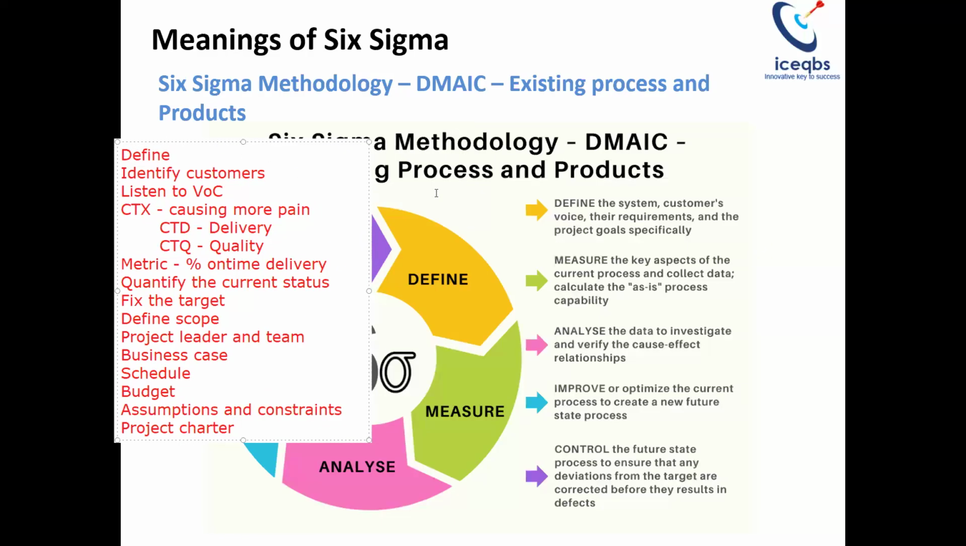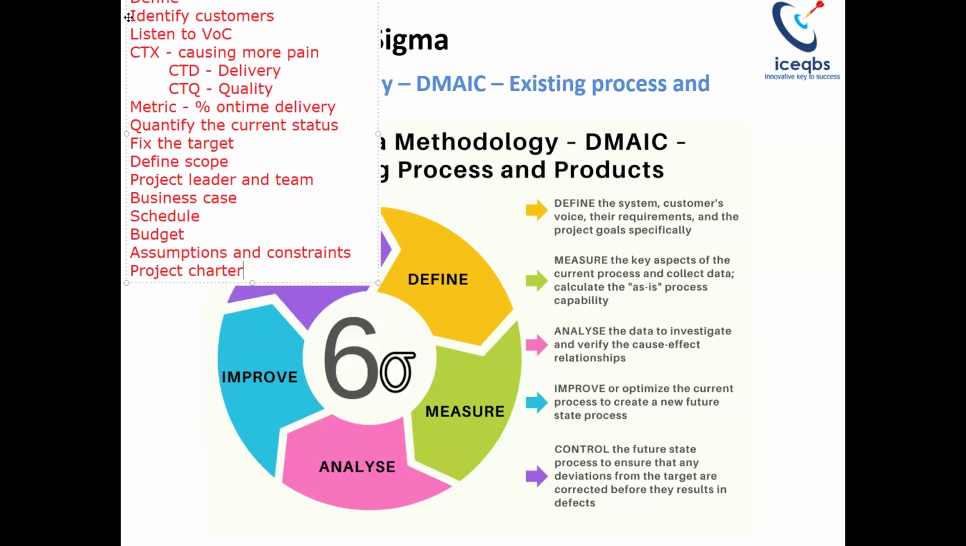So you start with the customer, listen to the voice of customer, understand the pain point, link it to a critical to quality, then link it to a measurable metric, quantify the current status, compare it with the target. If there is a huge gap, then you define the scope of the project, appoint the project leader and the project team, write the business case, why the project is taken up, what benefits you are going to get, schedule and budget for the project, high level assumptions and constraints, and then document the project charter. So the project charter is the major deliverable as far as the define phase is concerned, right?